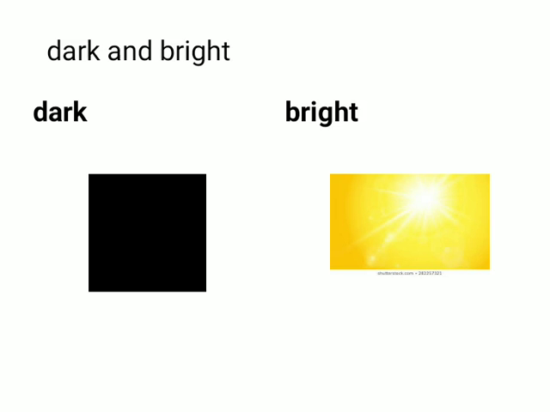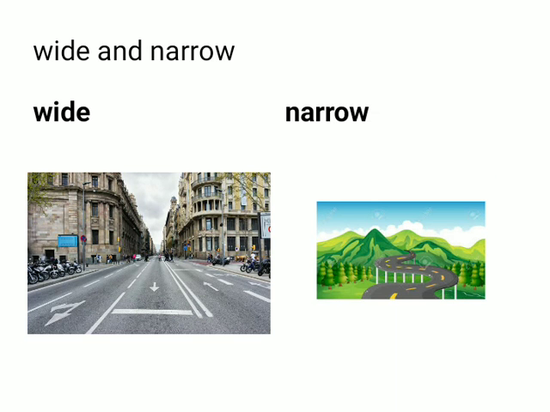Next example, just see here. Dark, bright. Now students, your left hand side is dark. What you see on the other side, right hand side? Yes, bright. So the opposite of dark is bright. See the next one. Again here, left hand side is wide. So what you see on the right hand side? Yes, correct. Narrow. So opposite of wide is narrow.